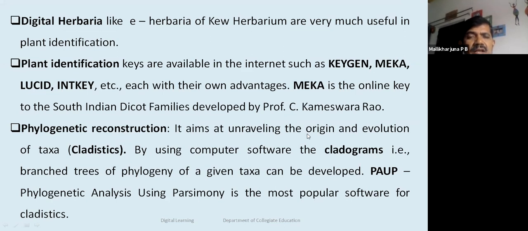It aims at unraveling the origin and evolution of taxa, which is known as cladistics, by using computer software like cladograms, where branching trees of phylogeny of a given taxa can be developed. A very famous software is PAUP, Phylogenetic Analysis Using Parsimony, the most popular software to construct or develop cladistics among the taxa. So there is still much more about applications of computers.